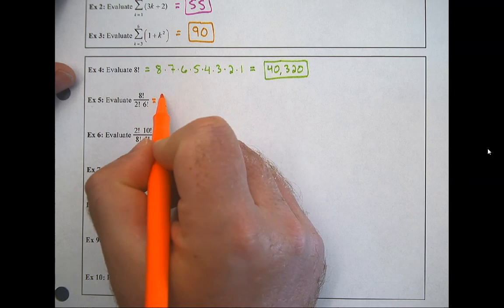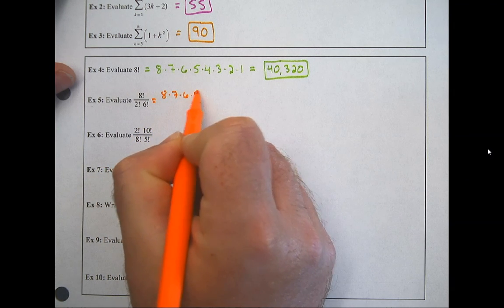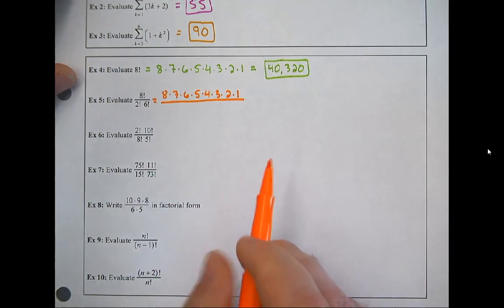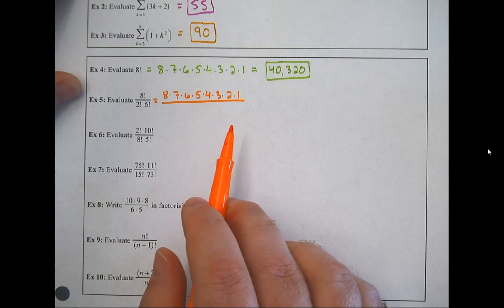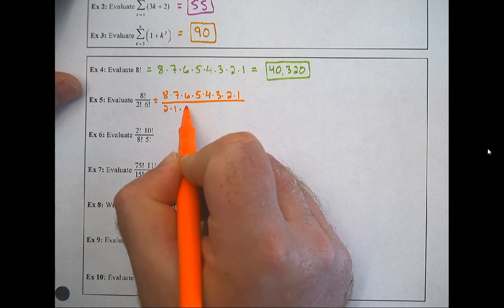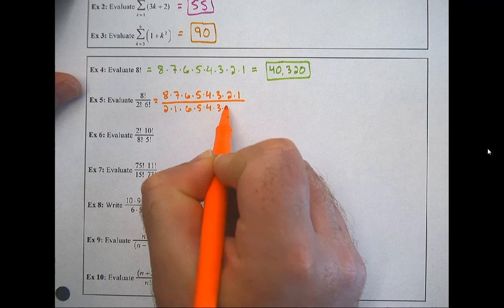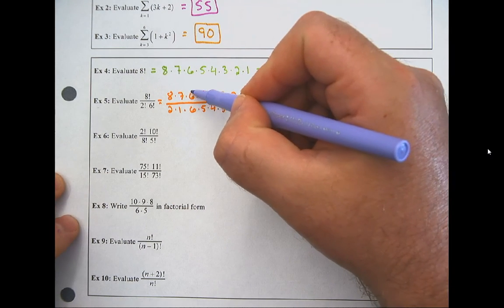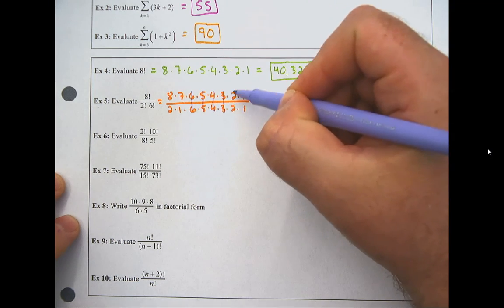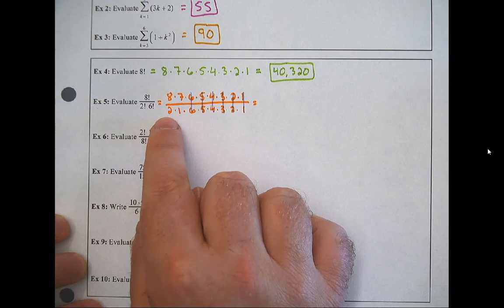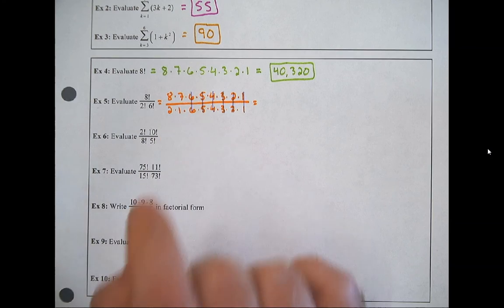8 factorial means 8 times 7 times 6 times 5 times 4 times 3 times 2 times 1, over. Now we're going to write everything out this time, and then I'm going to show you a shortcut so you don't have to write every single piece out. 2 factorial means 2 times 1, times 6 factorial, 6 times 5 times 4 times 3 times 2 times 1. Notice what happens here. Do you see some stuff cancel? Yeah, you should. Look at 6 factorial: 6, 5, 4, 3, 2, and 1 all cancel out, and we're left with just 8 times 7 over 2 times 1. So this is much easier to compute.